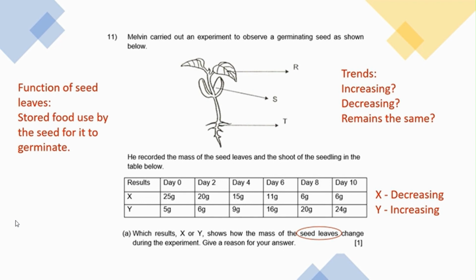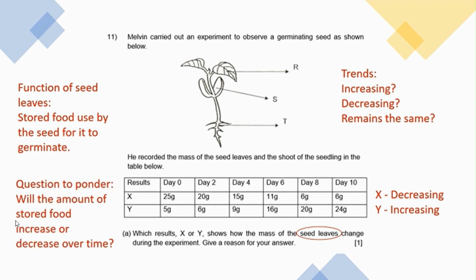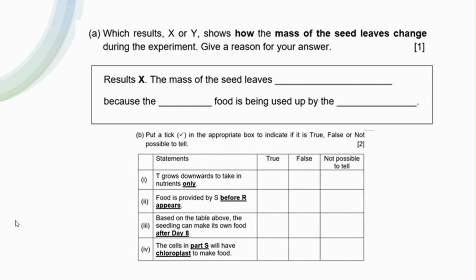Okay, so the function of seed leaves is stored food used by the seed for it to germinate. Now, one question to ponder is whether the amount of stored food will increase or decrease over time. Since we know that the function of the seed leaves is for it to be used by the seeds to germinate, naturally the food should decrease over time.